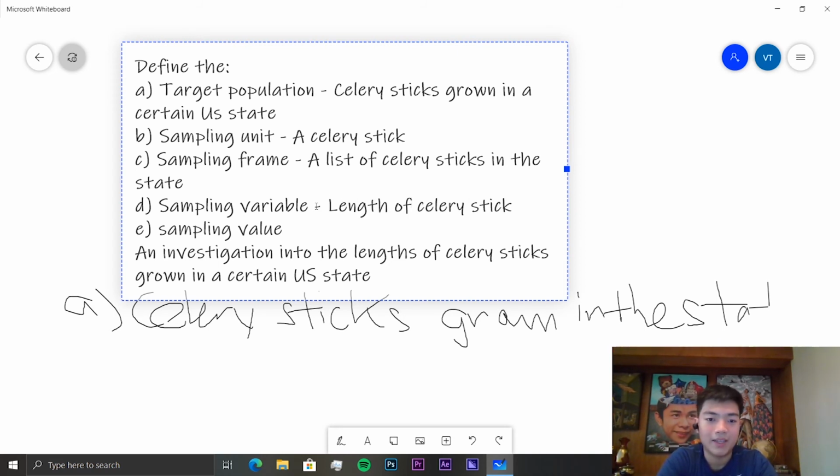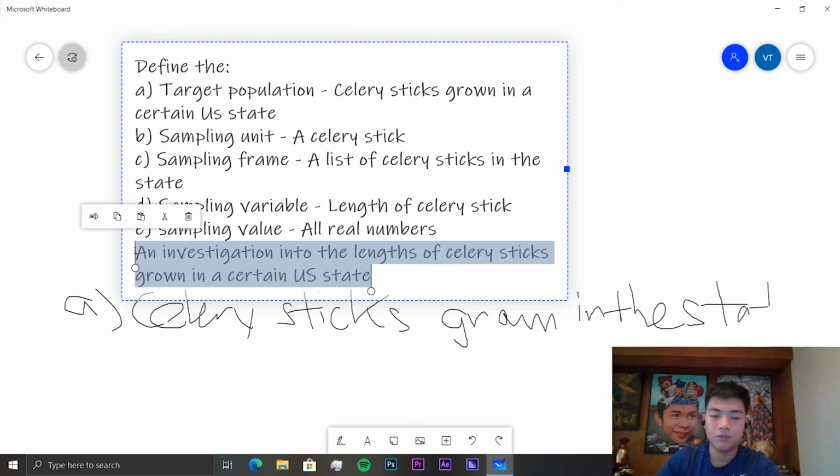And what values can this take? Well, I'm not too sure how long a celery stick is. So the most general example is, well, is this quantitative or qualitative data? It's clearly quantitative because we're dealing with numbers, we're dealing with a length. Is a length continuous or discrete? It's continuous, since there's no set intervals that a length has to be. So I would just say all real numbers as the sampling values. Okay, so that's done for that, and we'll do one more.